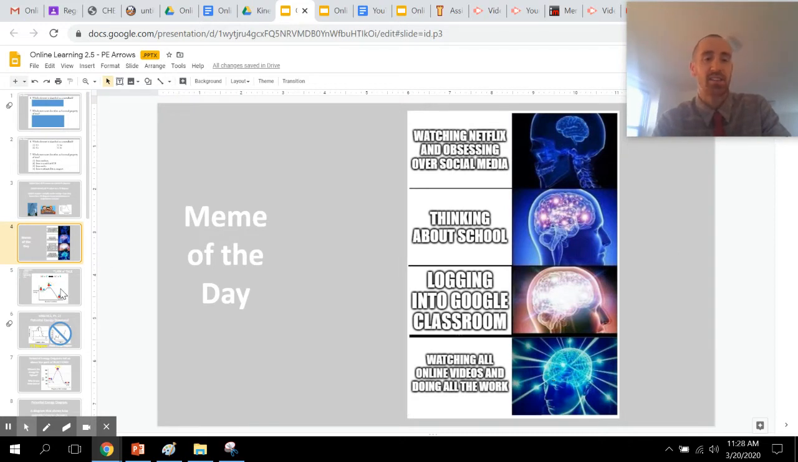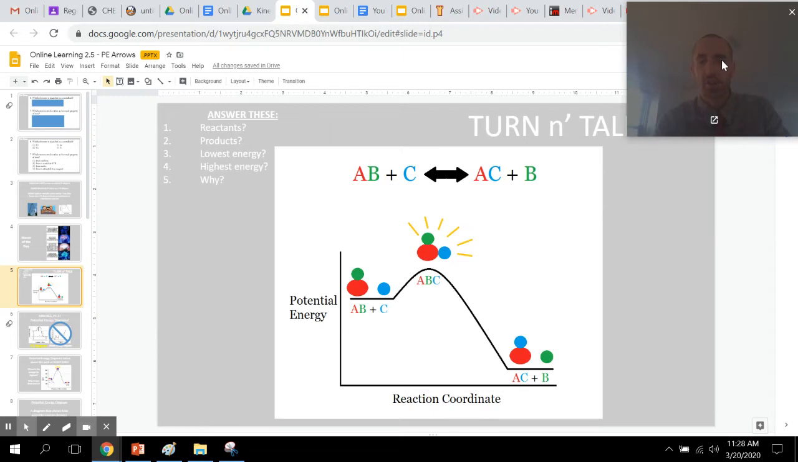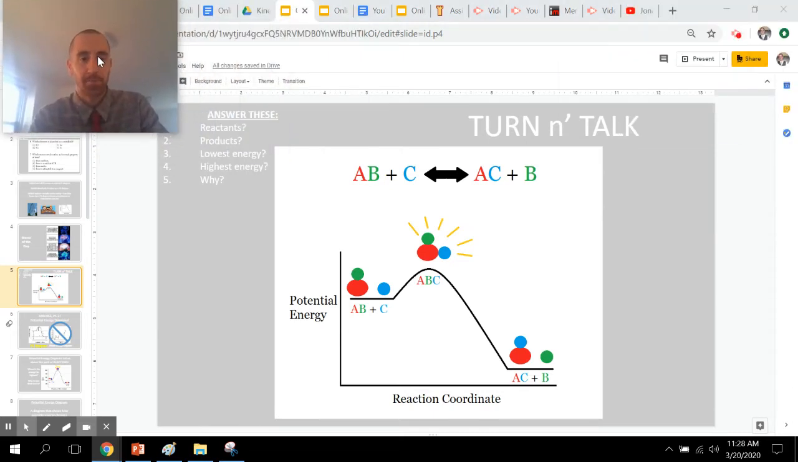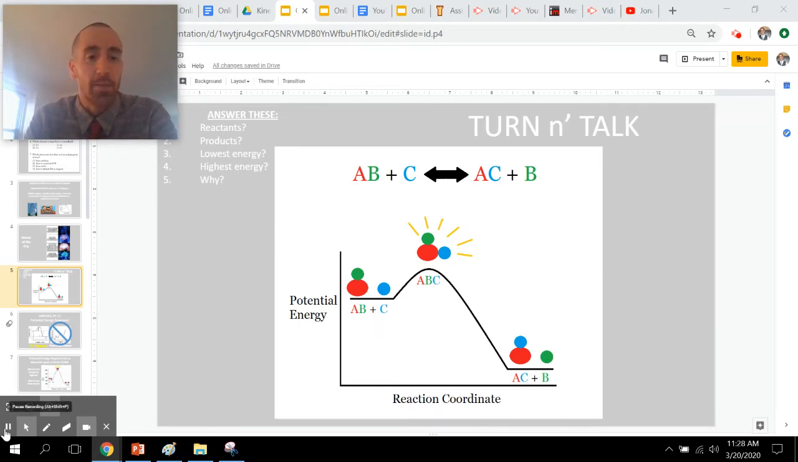All right, let's preview today's lesson. This is a turn and talk. Let's scoot this back over here now. So this is at the center of what we're talking about. Before I even teach you what it is, what it means, why don't you pause the video and think about where are the reactants in this? Where are the products? Where do you see this thing having the lowest energy and the highest energy, and why? What is happening? Take a minute and see if you can digest this diagram. I'll pause the video, think about as many of the answers to these questions as you can.